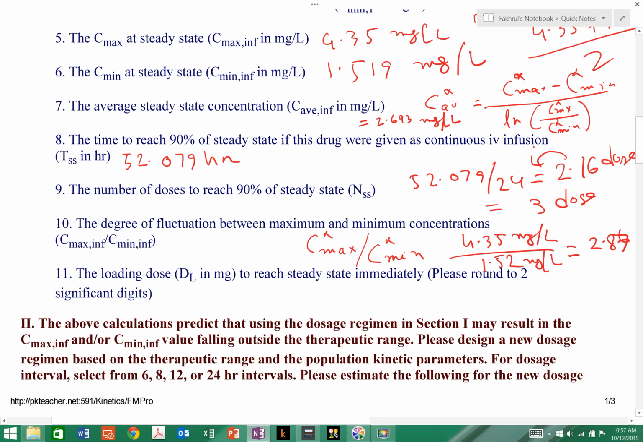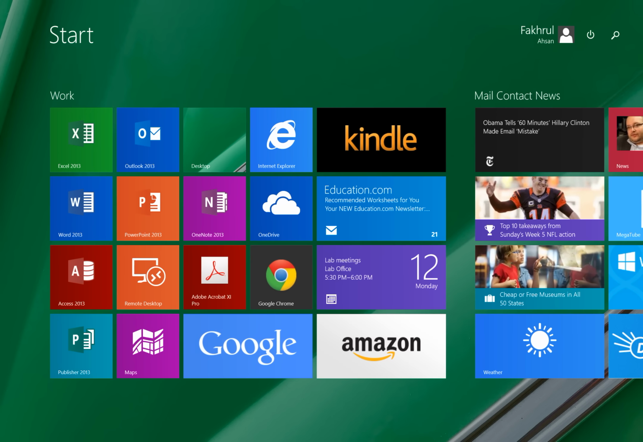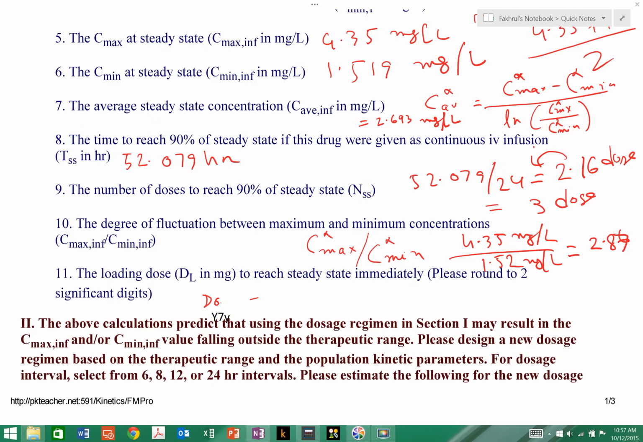Now loading dose to reach steady state immediately. So what would be your loading dose? As we know, the loading dose to steady state immediately, dose is equal to Cmax times V. So Cmax after first dose.